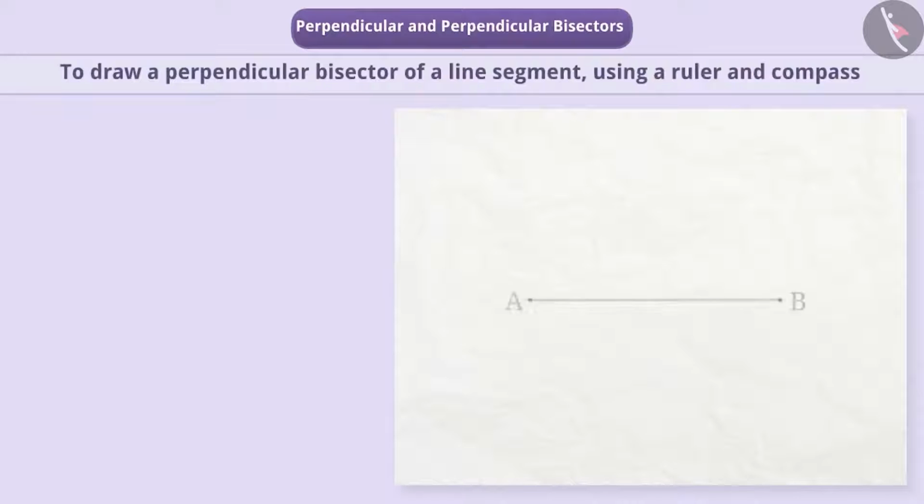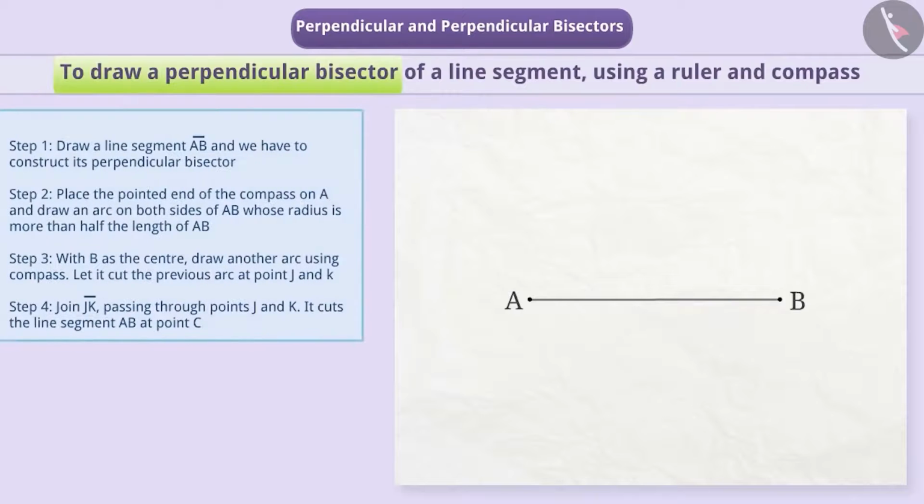Now let us understand how to draw a perpendicular bisector of a line segment. To draw a perpendicular bisector of a line segment, we will use a ruler and a compass. Step 1. Suppose we are given a line segment AB of any length and we have to draw its perpendicular bisector. Step 2. Place the pointed side of the compass on A and draw an arc on both sides of AB whose radius is more than half the length of AB.